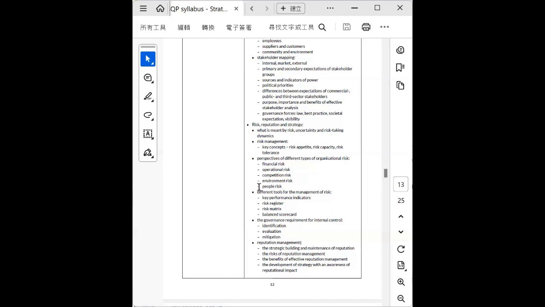And then we have the governance requirement for internal control. Again, it's about identifying risk, evaluating the effectiveness of internal control and mitigation methods.